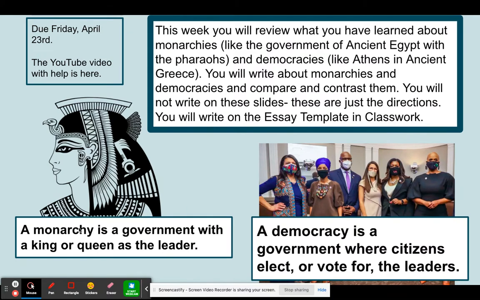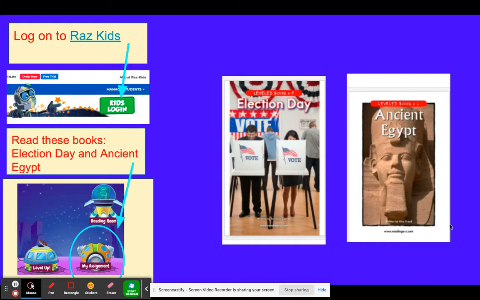So, a reminder that a monarchy is a government with a king or queen as the leader, like ancient Egypt, and Cleopatra was one of the pharaohs. And a democracy is a government where citizens elect or vote for the leaders. And we learned about these elected representatives in the US democracy.